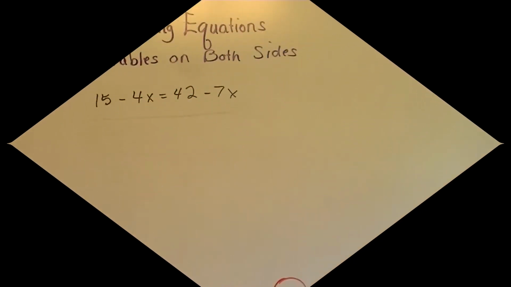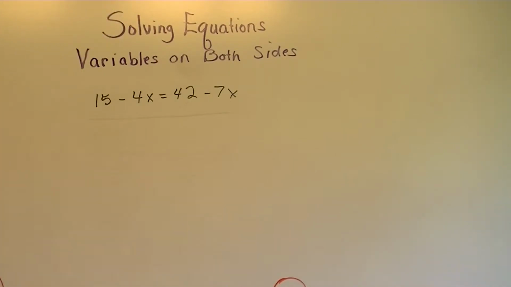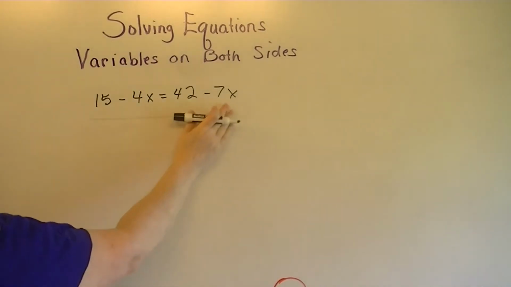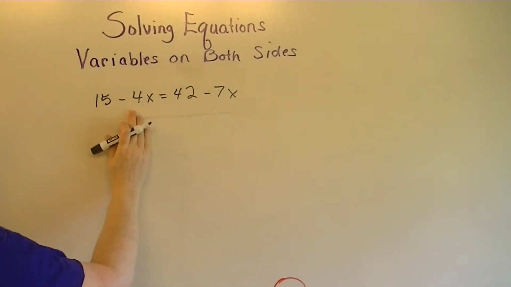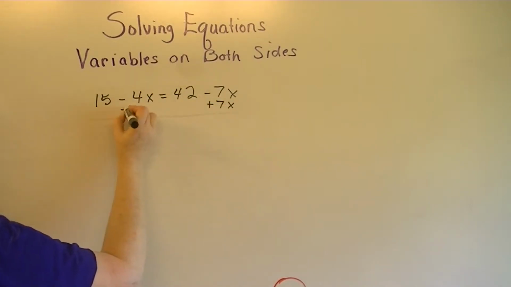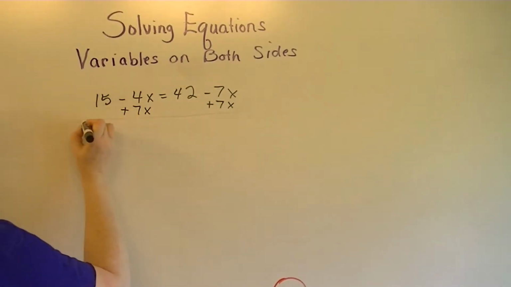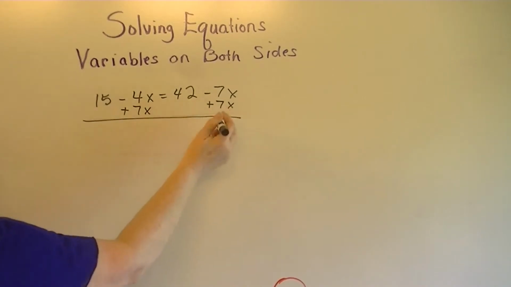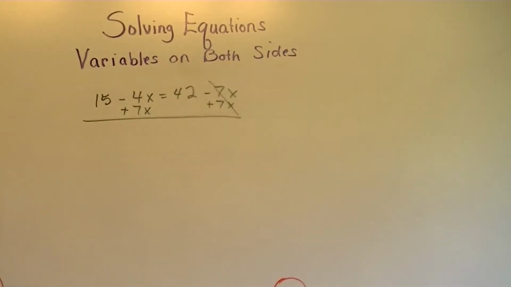Let's try another one. In this problem, again, I have variables on both sides, so I'm going to move, I think I'll move the 7x to this side. So I'm going to take the opposite. Alright, so I've moved my x term to the left.